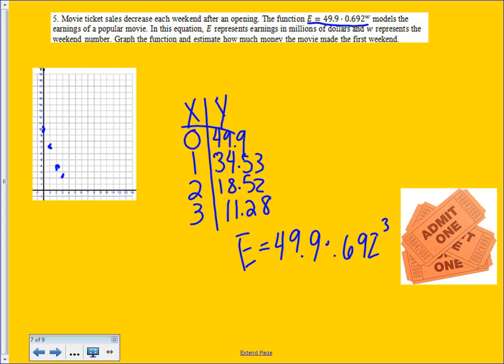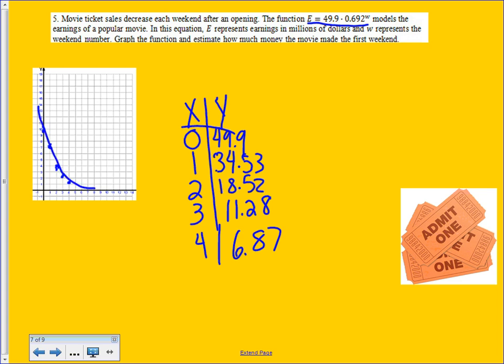So we've almost got it down to our graph. If you wanted to, just to check, you could see what the fourth is equal to, so you really make sure you have a solid graph. If you were to do that, you get 6.87. So just above right here. And then you can go ahead and draw it sloping down. Again, we're not going to ever cross the x-axis. Having negative ticket sales doesn't make sense. So we're not going to cross the x-axis. We're just going to get really, really close to it. It's going to approach the x-axis.